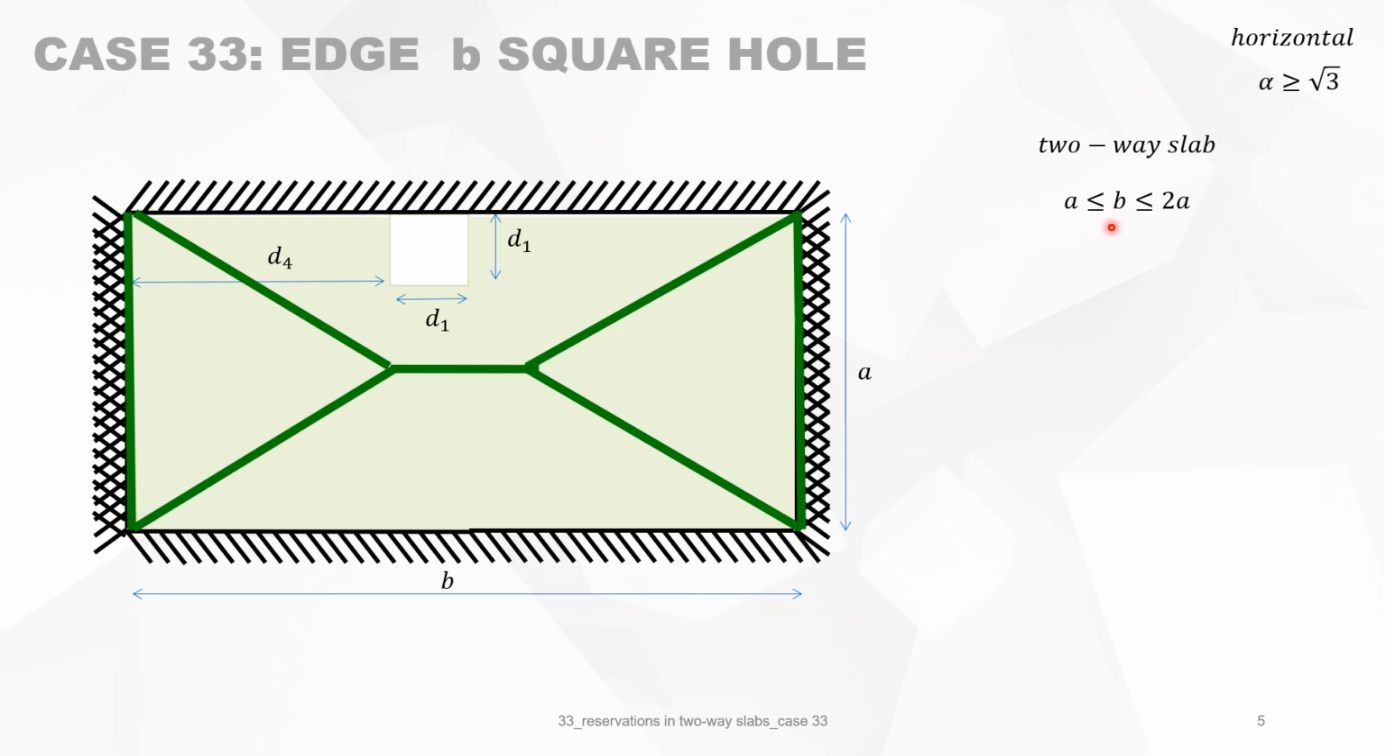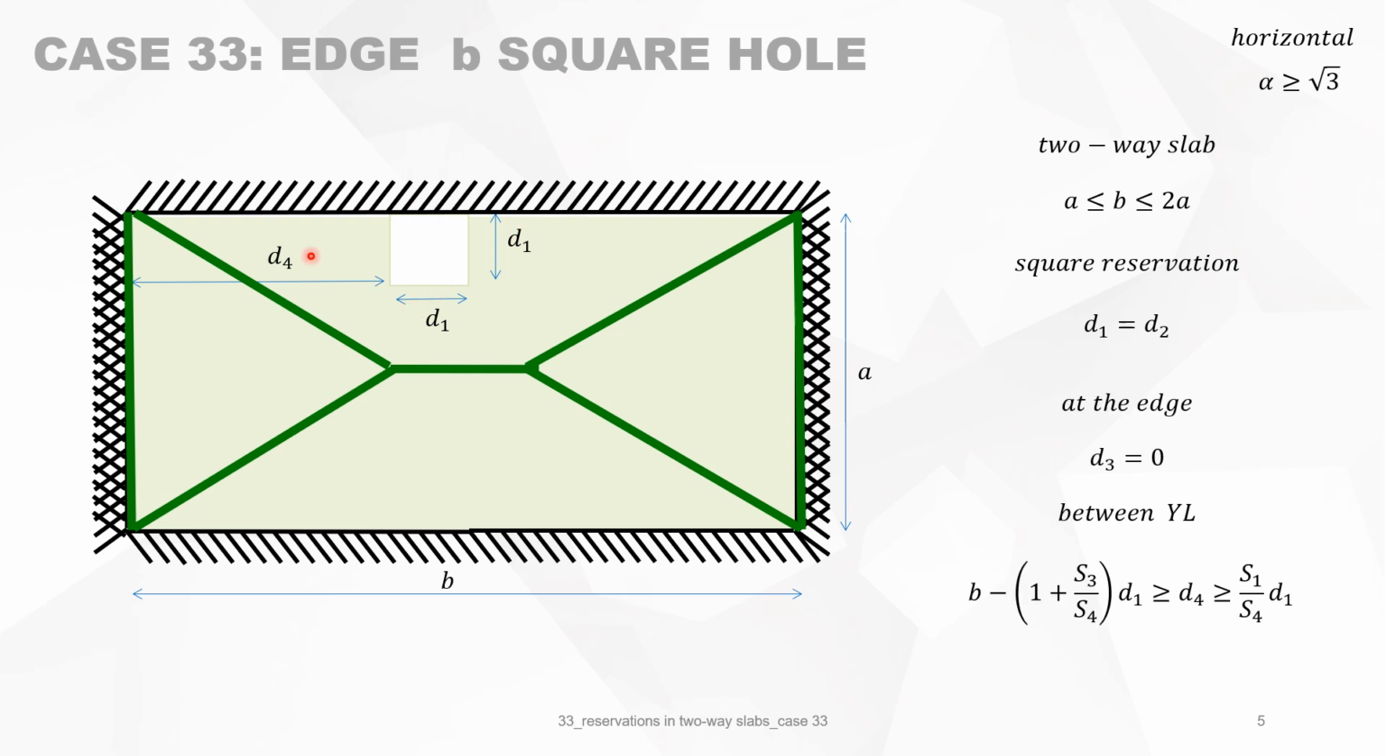It's a two-way slab. It means that B must be between A and 2A. Square reservation D1 is equal to D2. At the edge, D3 is 0. And it's moving between those two yield lines. It's not crossing the yield line. So the two limits are indicated here below.